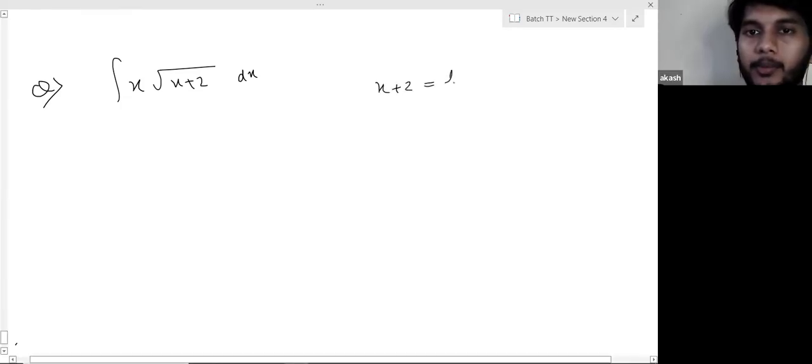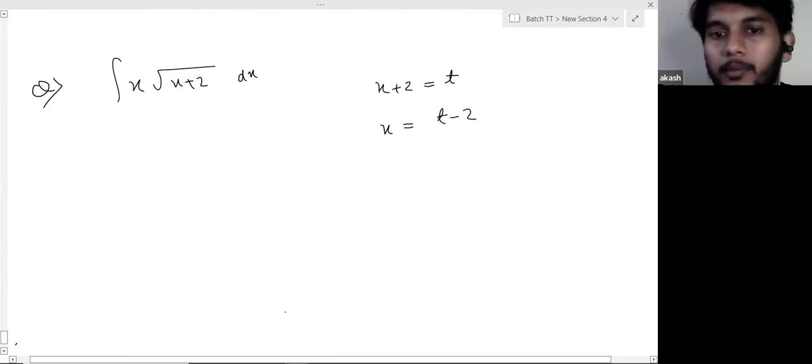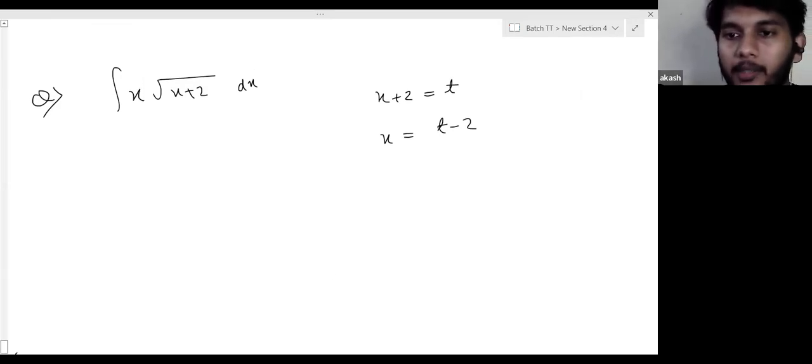See what you can do here. Take x plus 2 equals t. So x will be equal to t minus 2. Now differentiate, substitute the values. See if you can get the answer. I'll give you 2 more minutes.